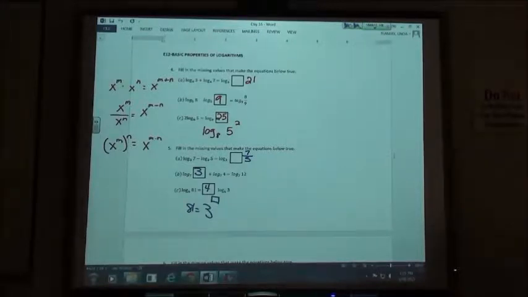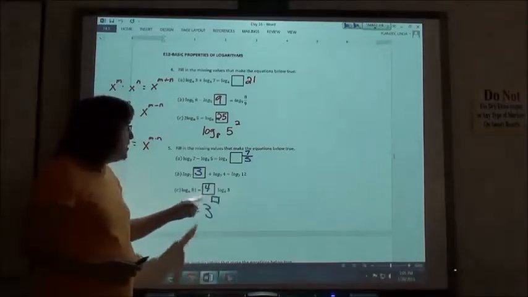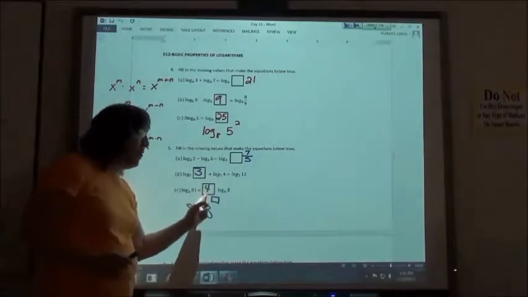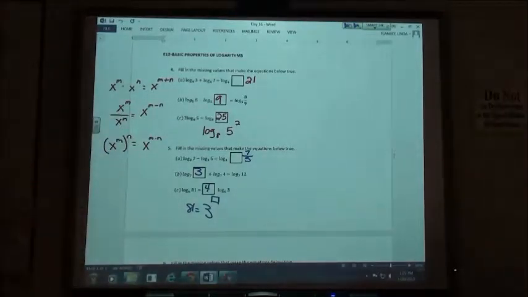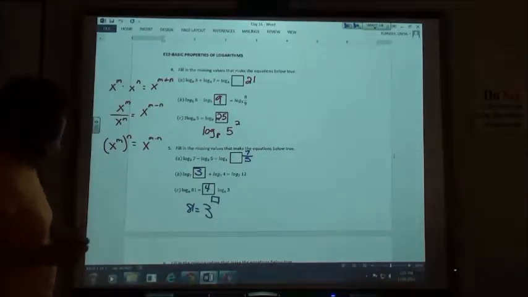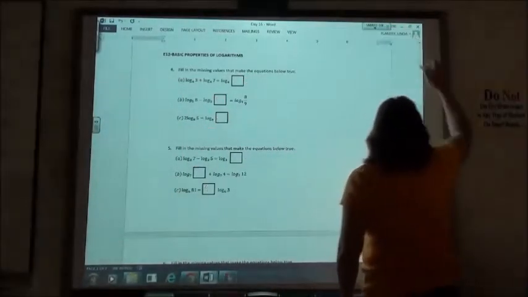And we're going to use this bottom rule a lot when we are doing logarithmic equations, where if we have an exponent, we move it out in front and multiply it by the logarithm in order to simplify and get our variable out of the exponent. One more of those.